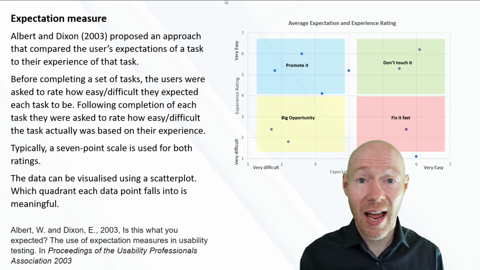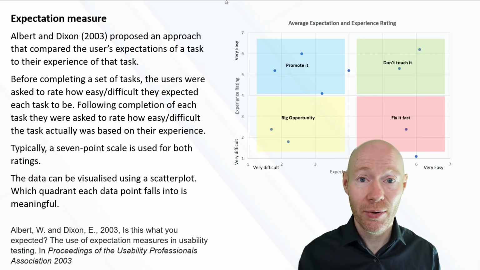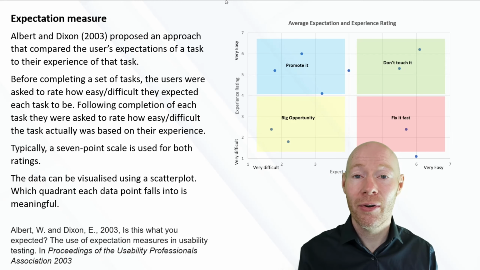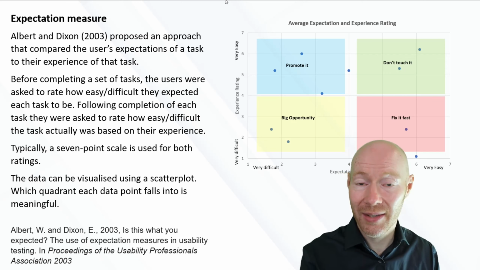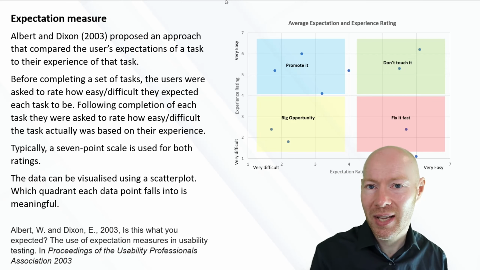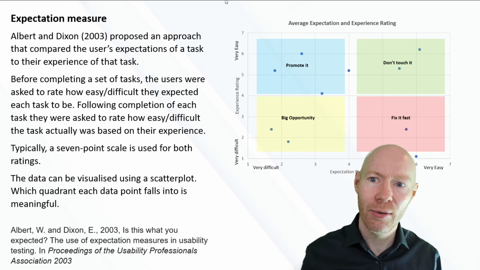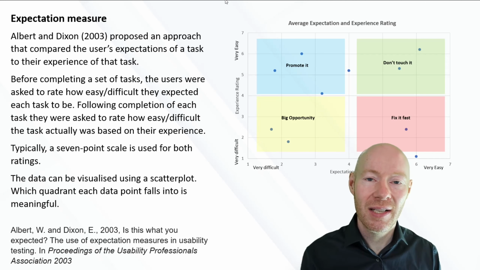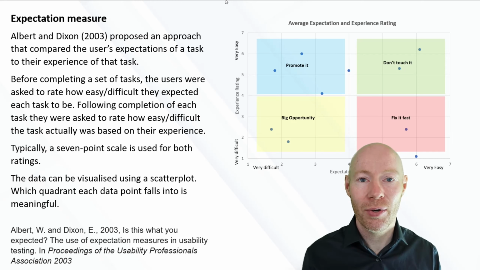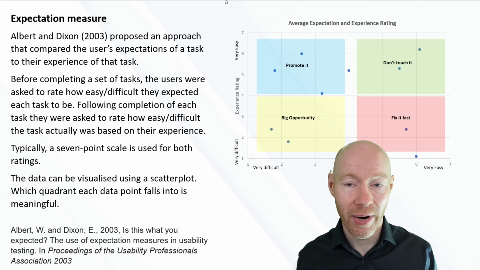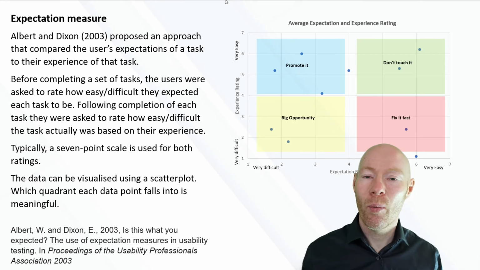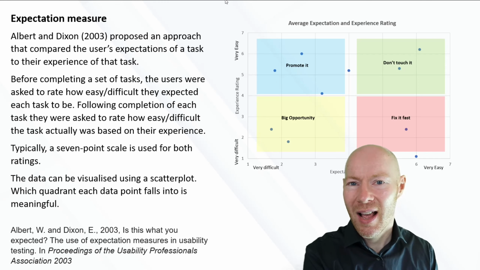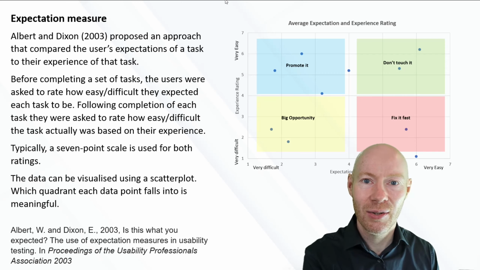After they've done each task, we would then ask the user, okay, so you've just done that task. Tell me your experience of how difficult it was actually to do. Again, 7-point scale, you can go from, oh, it was really easy, to, oh, it was really quite difficult. And the differences between what the user thought up front in terms of their expectations and what we collected through their experiences after the task, that gives us quite a rich set of data.